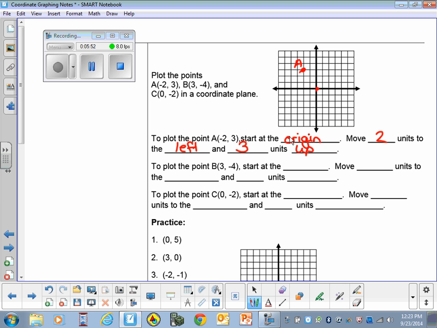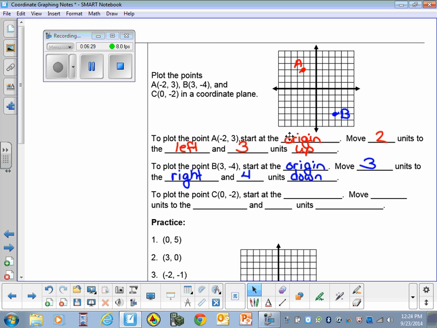For point B, again, we're going to start at the origin, right here. We're going to move 3 units to the right, because we have a positive 3. 1, 2, 3. And we're going to move 4 units down. 1, 2, 3, 4. Go back and erase all your little looping because that's very bad math graphing. Capital letter B to label.